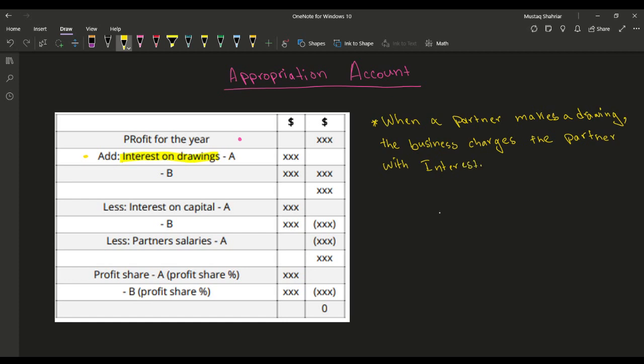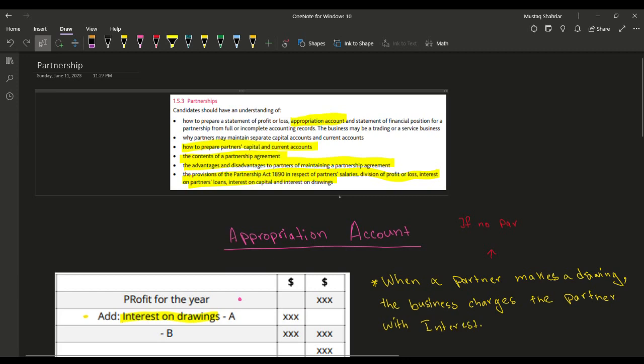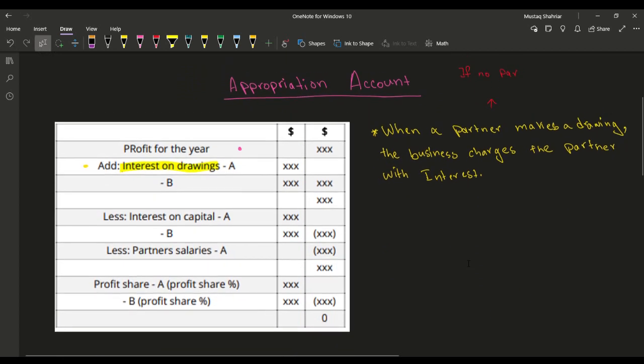Now, keep in mind, if there is no partnership agreement, this is not applicable. I'm just going to write this here. We're going to learn this in the provisions of the Partnership Act and also the contents of a partnership agreement, so I'm still going to mention it here: if no partnership agreement, no interest is charged.